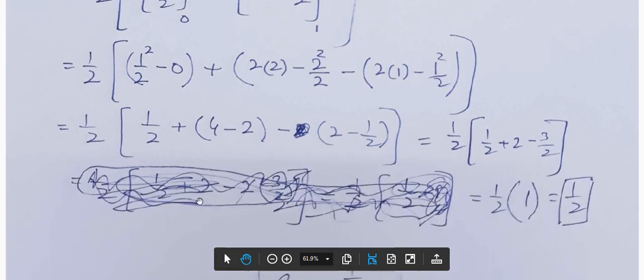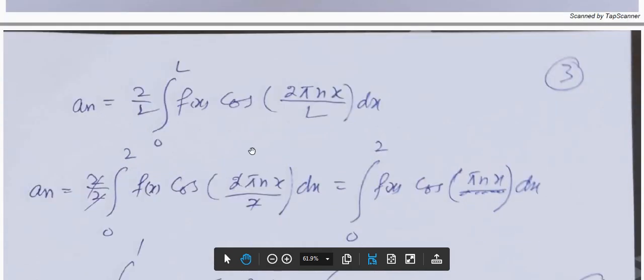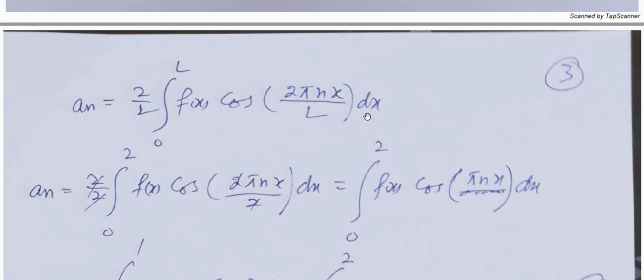So if you simplify, you will end up with 1 over 2. So this is the value of a naught. So now we will find an. Now to find an, the formula is 2 by L, 0 to L f of x cosine 2 pi nx divided by L dx.